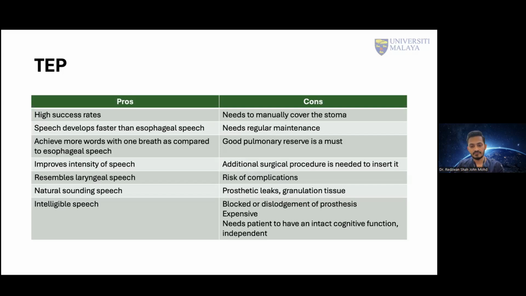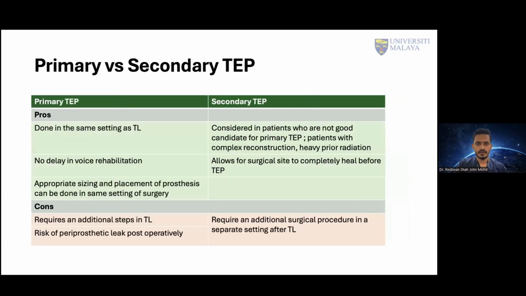Patients will need to have an intact cognitive function and be somewhat independent when using this TEP. Okay, so primary versus secondary TEP. The pros of a primary TEP is that it can be done in the same setting as a total laryngectomy, so you don't need a separate surgical setting for it. Additional steps, yes, but not a separate surgical setting. There's no delay in voice rehabilitation, as patients will be able to speak early on after insertion of the primary TEP. Appropriate sizing and placement of prosthesis can also be done in the same setting of surgery.